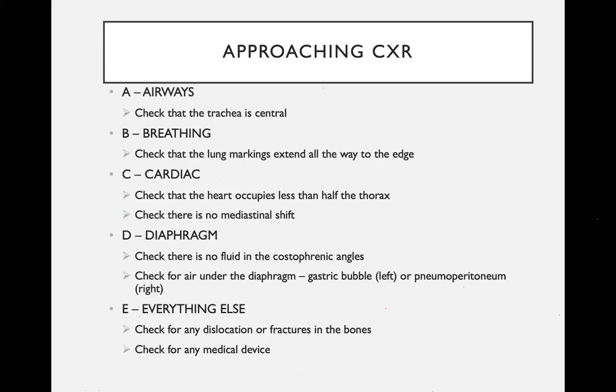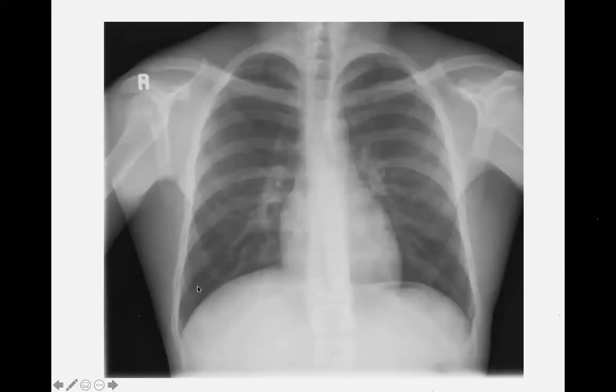As I told you, the A B C D, where D is the diaphragm, make sure that there's nothing below the diaphragm, so there's no air or fluid below the diaphragm. And finally E is everything else, so you see if there's any fractures in the bones or if there's any, for example, wires going around or anything else. So this is basically a normal chest X-ray.